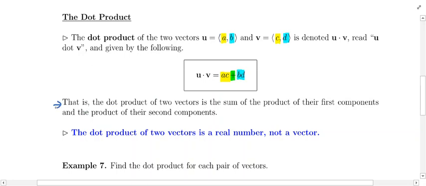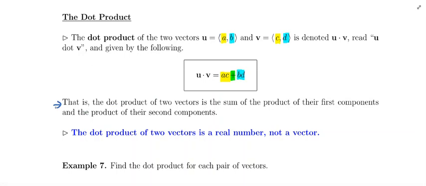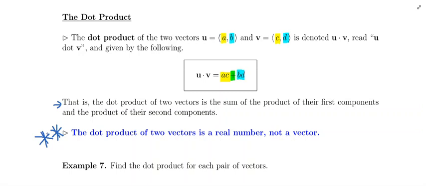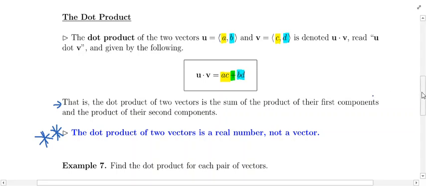The dot product of two vectors is the sum of the product of their first components and the product of their second components. And this is a big thing right here in blue: the dot product of two vectors is a real number, not a vector. So that's big, big, big. When you do scalar multiplication, the result will be a vector. When you do the dot product, the result will be just a number. So let's do some practice here.